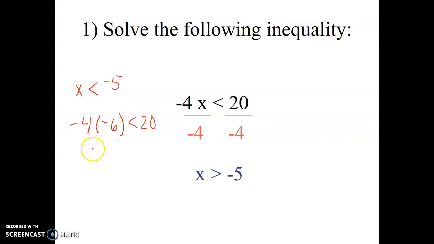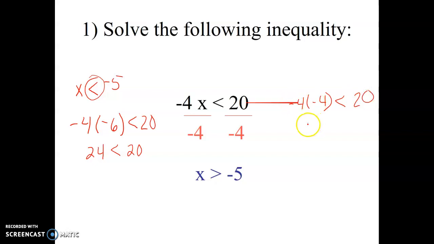-4 times -6 is +24. Is +24 less than 20? No, it's not. So I know I did something wrong. I forgot to flip my inequality. Now let's see what happens when I do flip my inequality. Let's pick a number greater than -5, like -4. -4 times -4 is, greater than or less than 20? Well, -4 times -4 is 16, which is less than 20. So that's why this solution is correct. I'm going to check it both ways to make sure that it's correct.